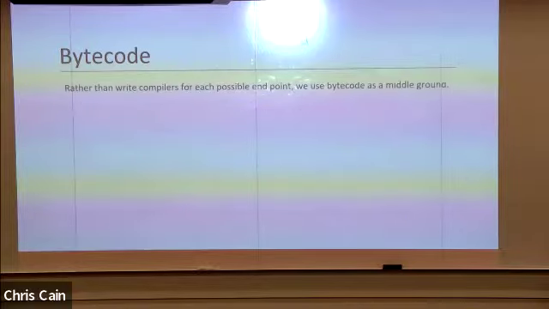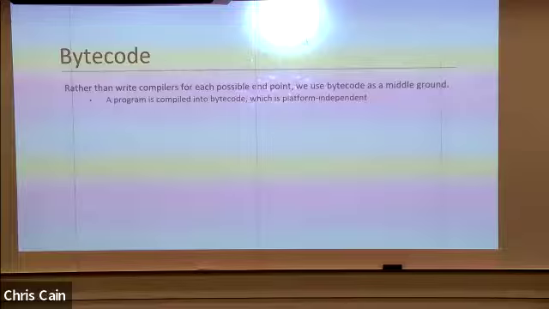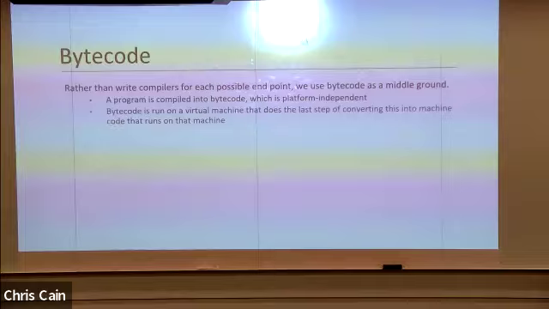And I already talked about bytecode. Rather than write compilers for every possible endpoint, you can imagine needing a different compiler to convert Java into something that's executable in Windows, and Java that is executable in a Mac environment or a particular Linux distribution's environment. We can instead compile them into bytecode. Bytecode is platform independent, and then the bytecode is run on some kind of virtual machine, and the virtual machine does that last step, converting the bytecode into the associated machine code that runs on that machine. That is how Java works.